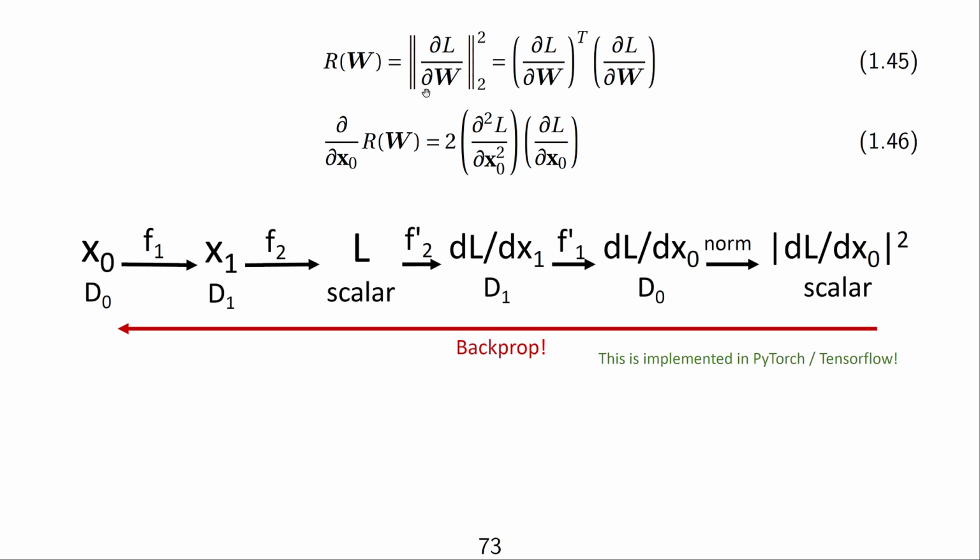Now, how can we reformulate that? We can reformulate that as follows: the squared L2 norm is the vector transpose multiplied with itself.